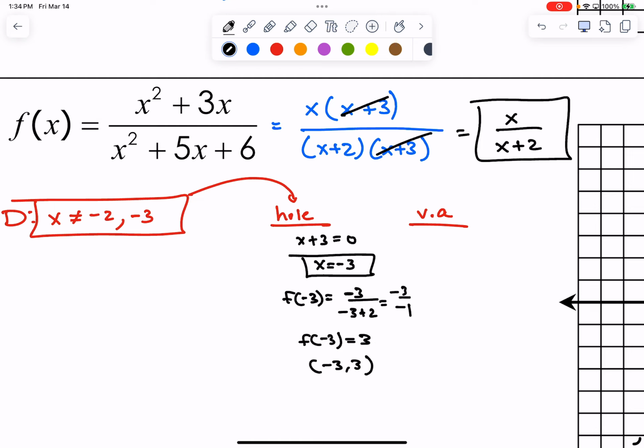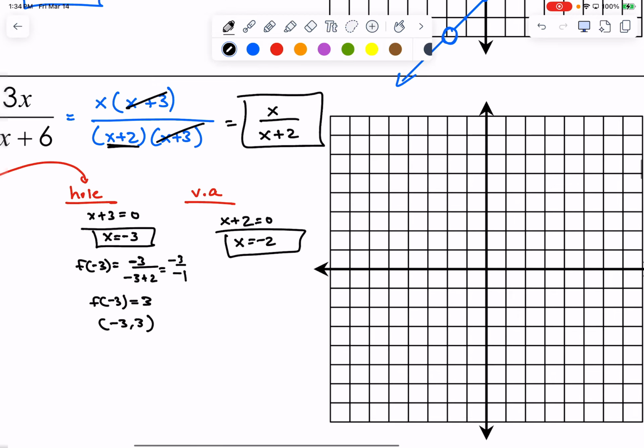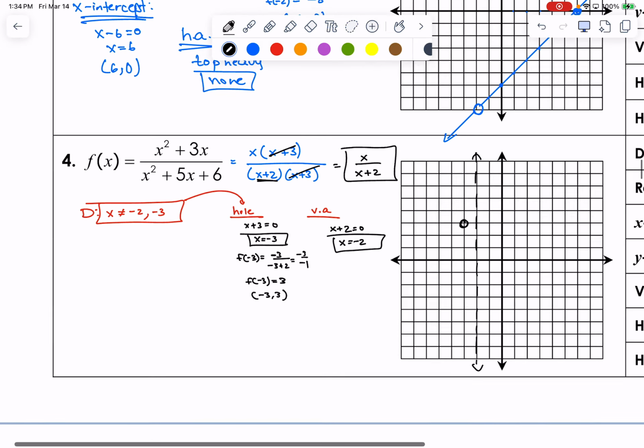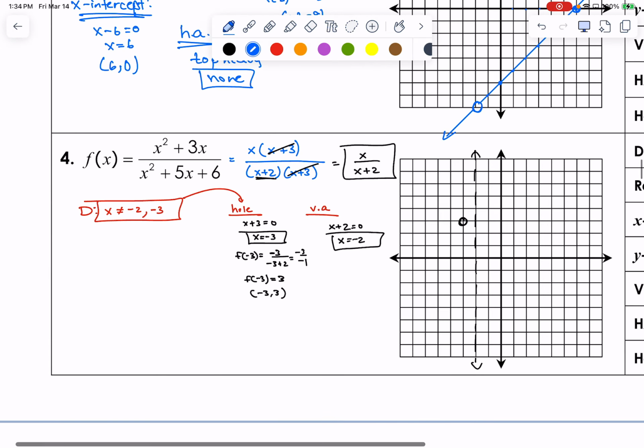My VA is going to be where I'm left with a denominator. So it would be x plus 2 equals 0, so x is equal to negative 2. There's my VA. So, good. I got a VA at negative 2. We got a hole at negative 3, 3. Is that good? All right, we're looking good. Now we can do, might as well get rid of the HA too.